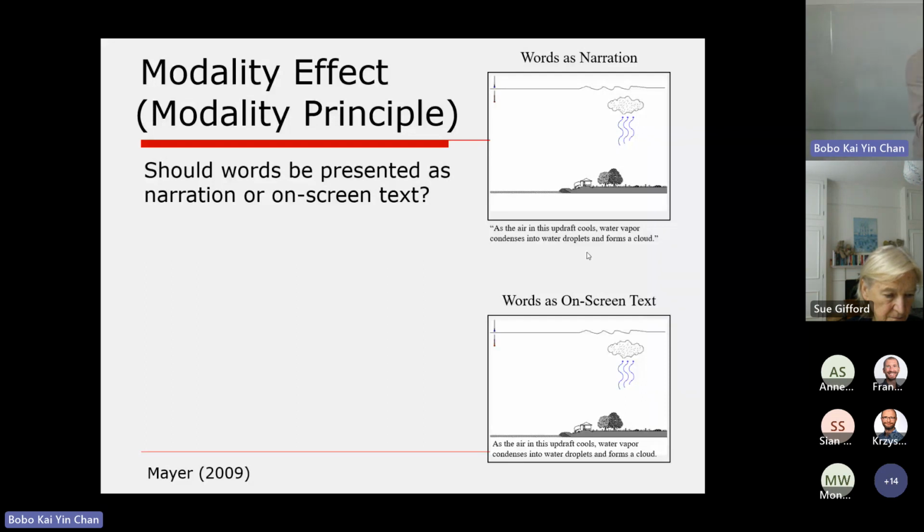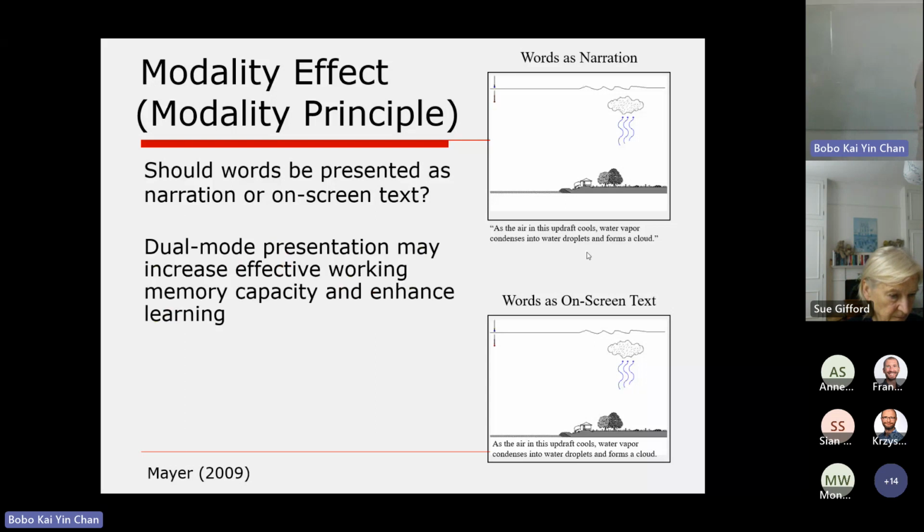So in this case, we're talking about some animation with this screenshot. In one case, an auditory explanation is presented as an auditory narration in the first case, at the top. And in the bottom, it's only visual. The textual explanation is embedded in printed form within each screen, as on-screen text.